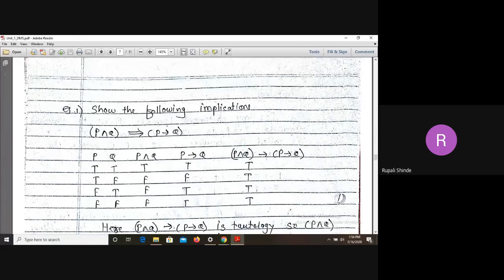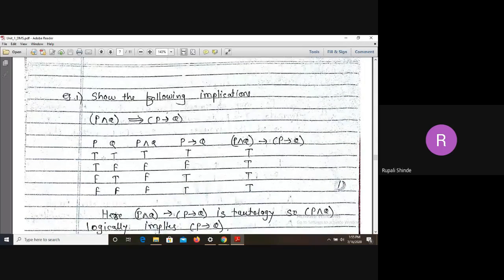So here, the first column is for variable P, the second column is for variable Q, the third one is for P and Q, then the next one is for P conditional Q. Then we have to show the conditional between these two formulas, P and Q conditional P conditional Q. For variable P we take values T T F F, for Q T F T F, and now we have to find the value for P and Q.